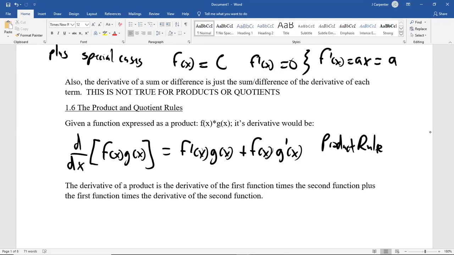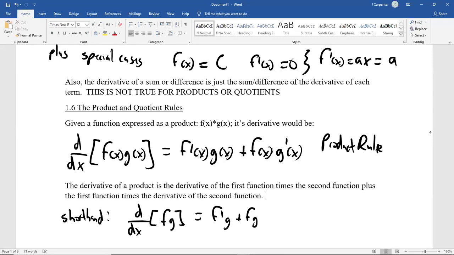So what's the variability of this? How can you play around with this? You don't have to have the first term have the f prime. The second term could have the g prime, and the first one could have the f prime. You don't have to use the function notation. So here's a shorthand version of this. d dx, without showing the variable dependency, of f times g, this would be f prime g plus f g prime.